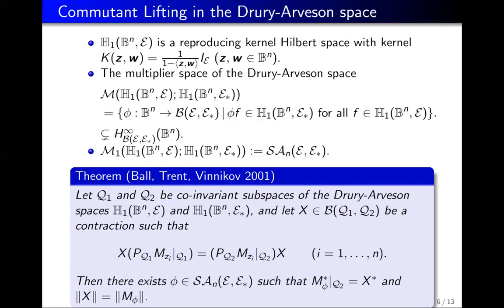Well, the operator m sub phi has to be a contraction, which is the same as saying that your phi should come from the Schur-Agler class. And of course, it's a norm-preserving lifting. So the norm of X has to be the norm of m sub phi. So it's just analogous to before, but the only difference is that it's kind of an intertwining lifting theorem, because I have taken Q1 and Q2 to be different. But as I said, you can take Q1 and Q2 to be the same. Then it will be exactly the Commutant Lifting theorem which we discussed earlier.